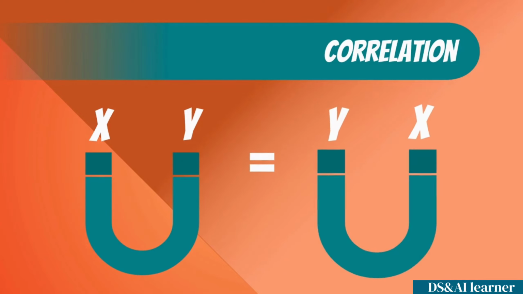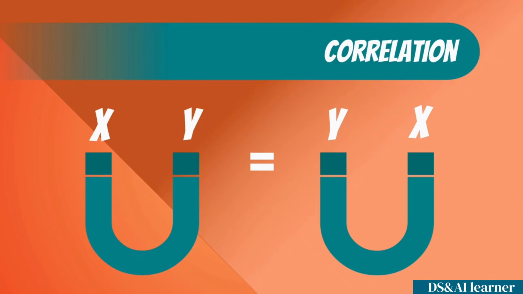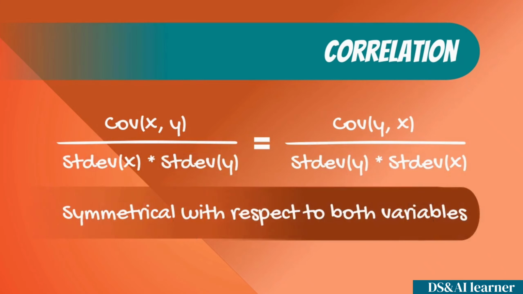All right, before we continue, we must note that the correlation between two variables x and y is the same as the correlation between y and x. The formula is completely symmetrical with respect to both variables. Therefore, the correlation of price and size is the same as the one of size and price. This leads us to causality.